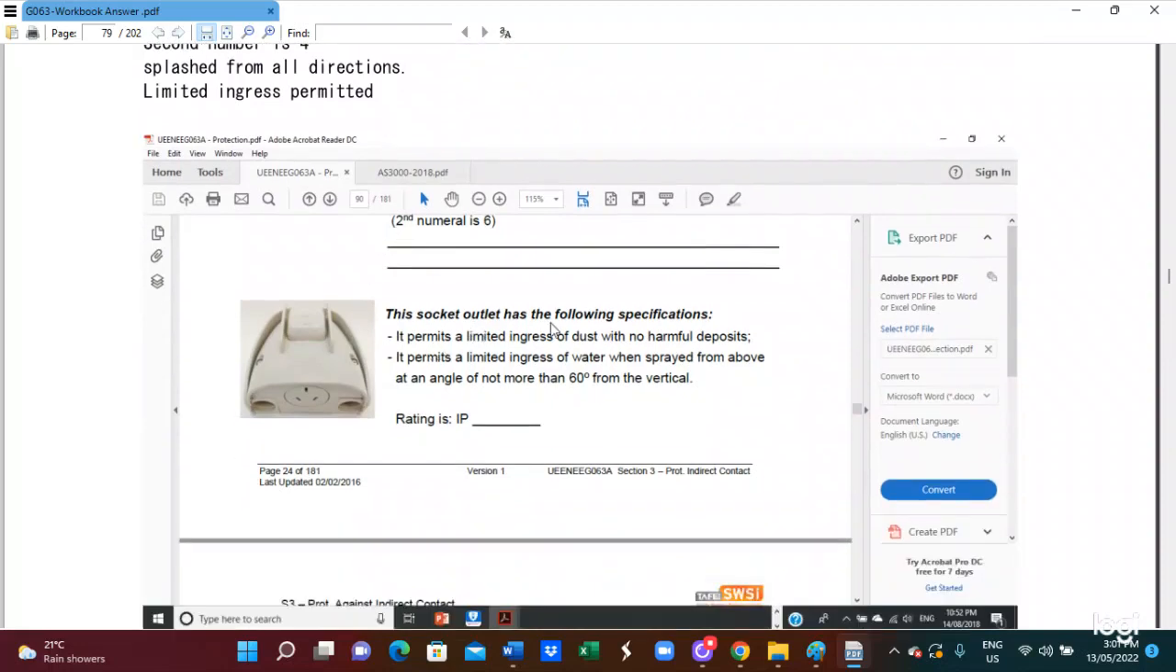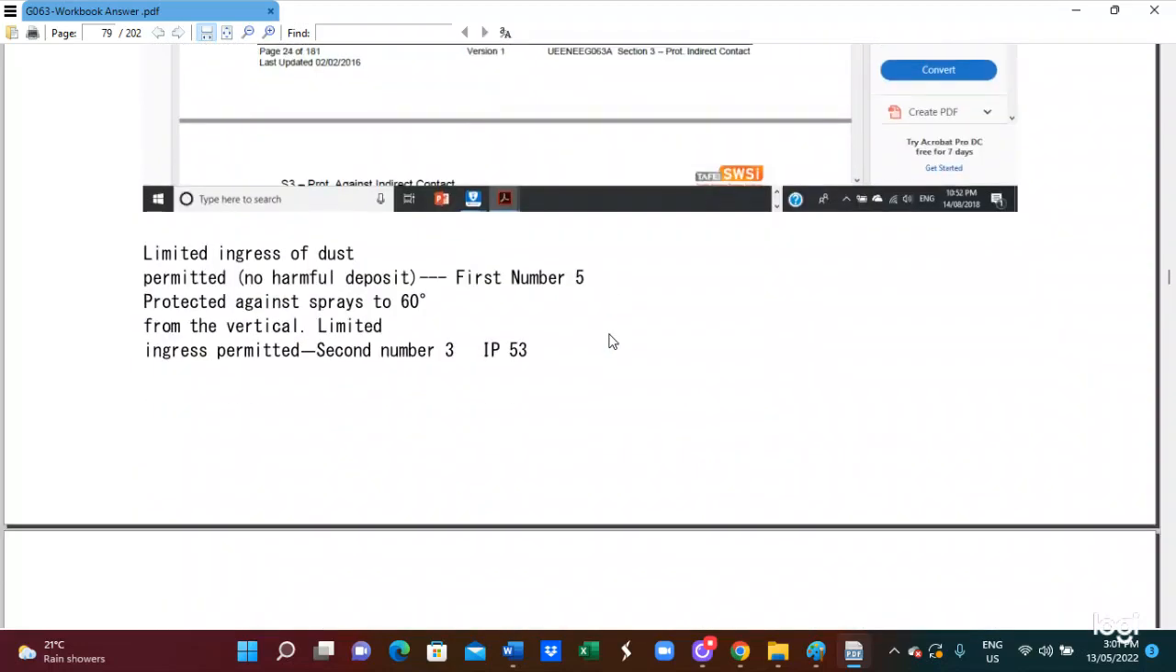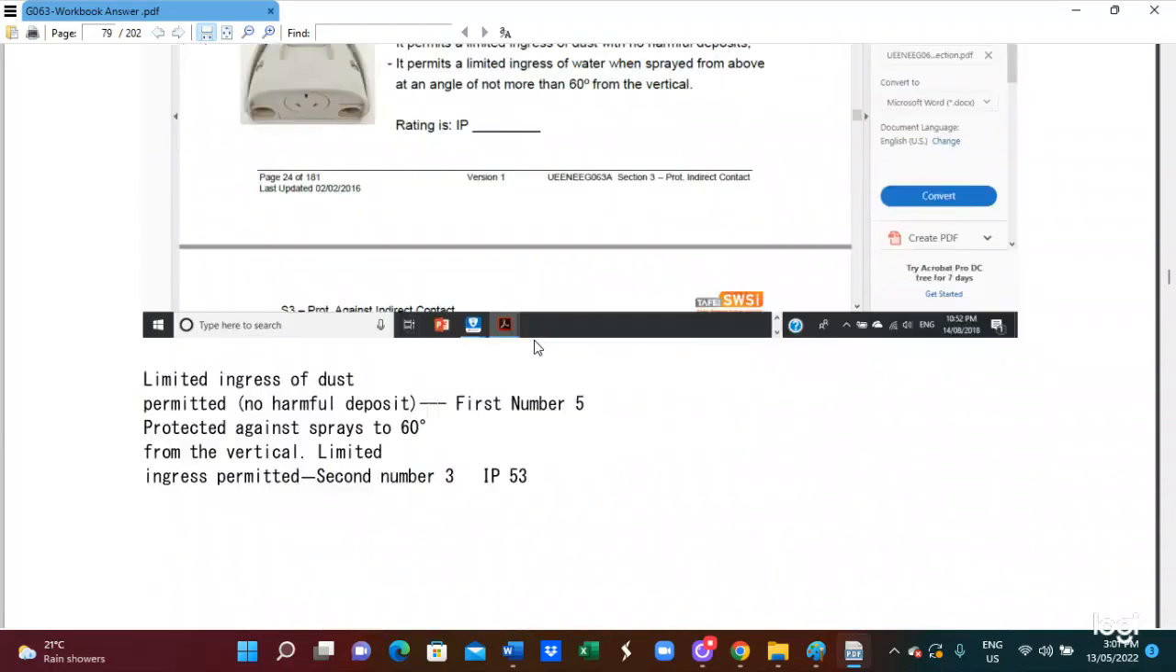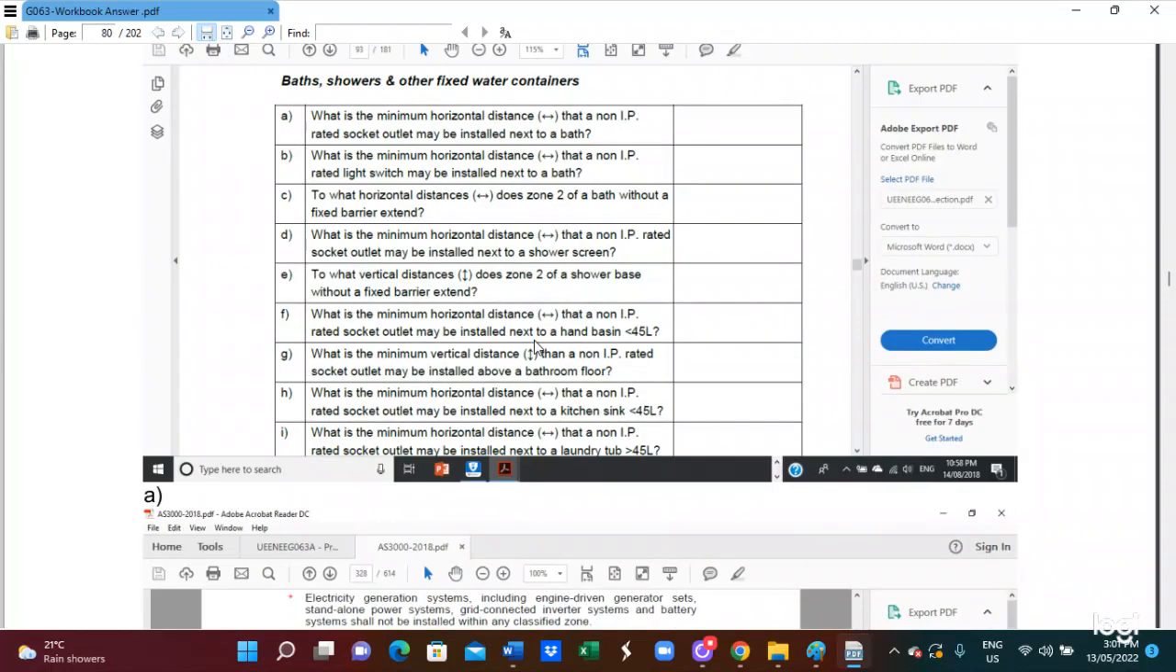So this is the socket outlet specification. You have to read this page. Also, limited ingress of dust is permitted, provided it is not harmful. In this case, the first number 5, and protection against spray up to 60 degrees, with limited particle ingress permitted. The second number 3, IP53. So this is how to interpret the IP rating.